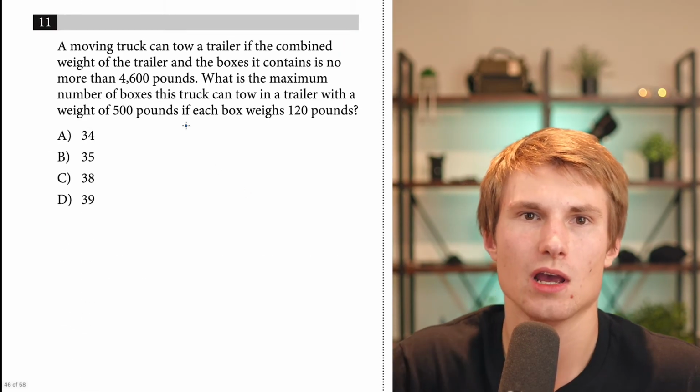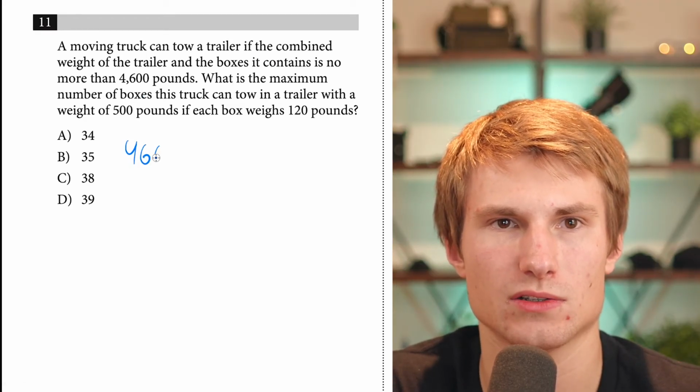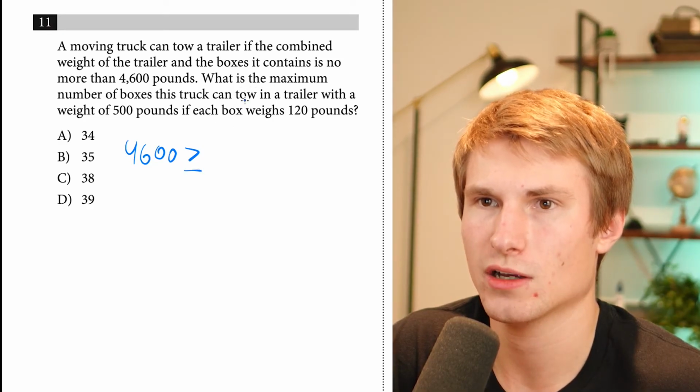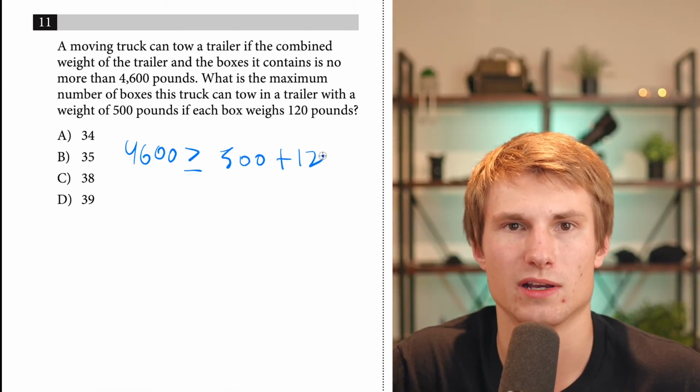We got a moving truck can tow a trailer if the combined weight of the trailer and the boxes is no more than 4,600. So 4,600 is our limit. We got to stay below that or equal to it. What's the maximum number of boxes that this truck can tow in a trailer with a weight of 500 pounds if each box weighs 120 pounds?